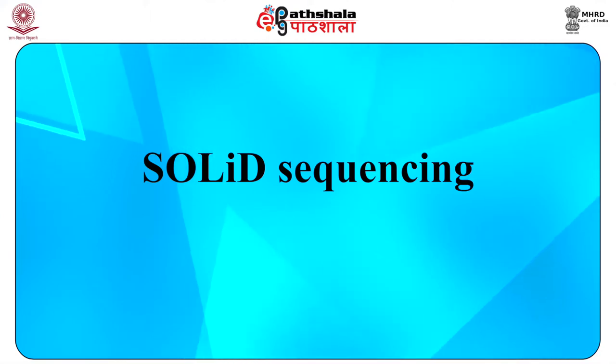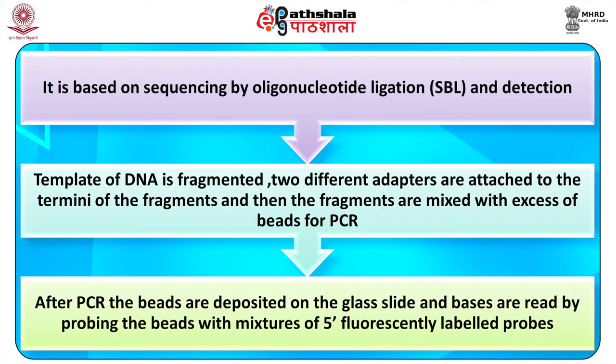Another method is SOLiD sequencing. It is based on sequencing by oligonucleotide ligation and detection, in short called SBL. The template DNA is fragmented. Two different adapters are attached to the termini of the fragments, and then the fragments are mixed with an excess of beads for PCR. After PCR, the beads are deposited on a glass slide and bases are read by probing the beads with a mixture of 5 prime fluorescently labeled probes.